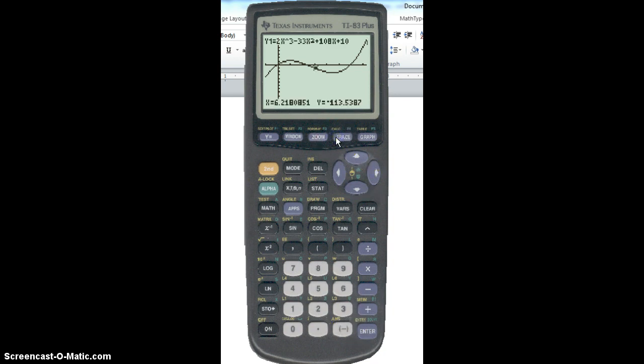Then if I trace, notice what happens. I can see that my relative maximum is right in there, maybe at x equal to 2, with a y value somewhere around 109. Then if I scroll over here, it looks like I have a relative minimum, maybe around 9 at that little point right there.